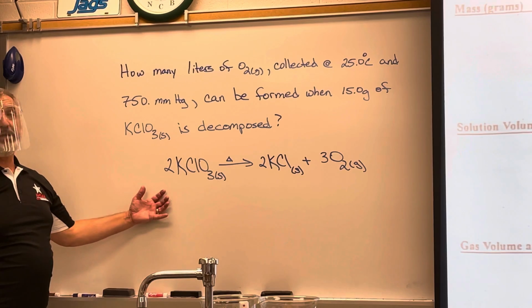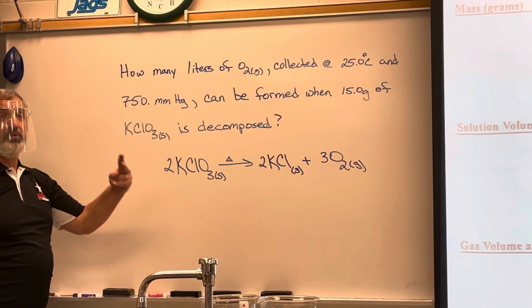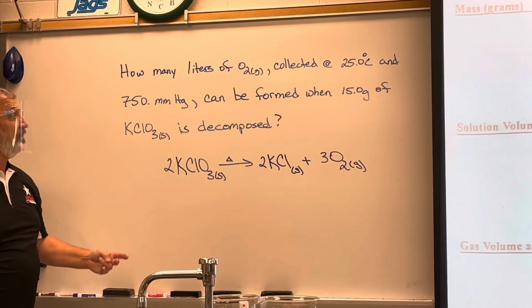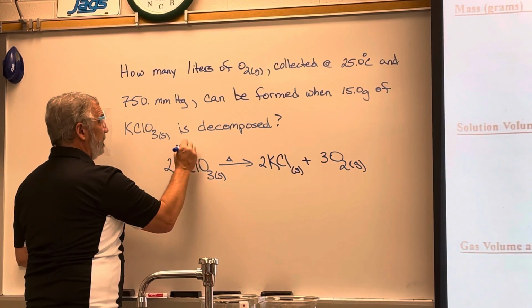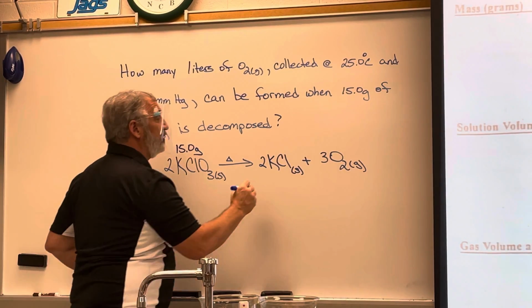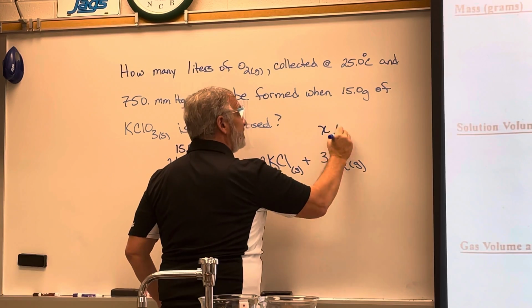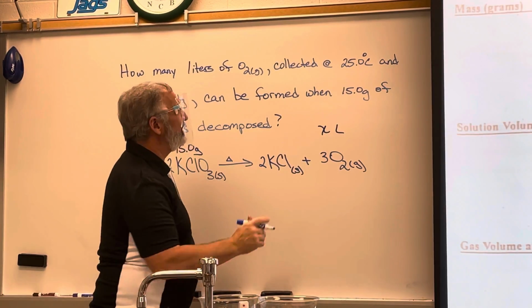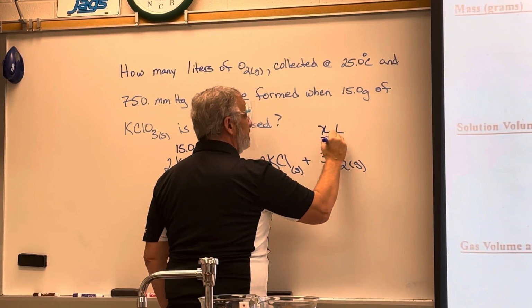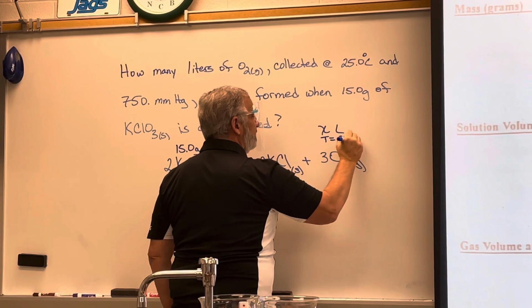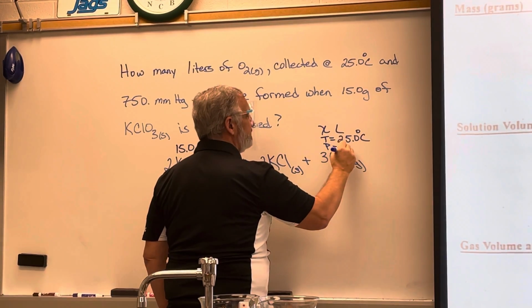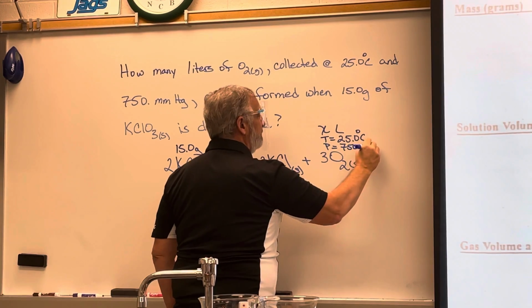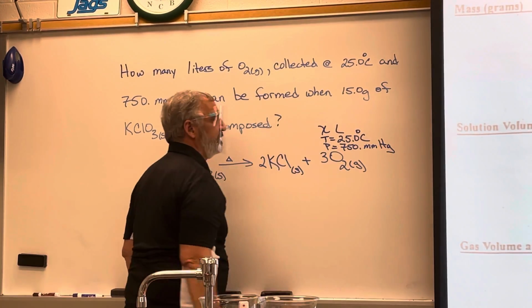Now, so there's step 1, write a balanced equation. Step 2, what am I given? What am I looking for? I'm given 15 grams of this. Now I'm looking for how many liters, but it's not at STP. So I'm going to say temperature is equal to 25 degrees Celsius and the pressure is equal to 750 millimeters of mercury.